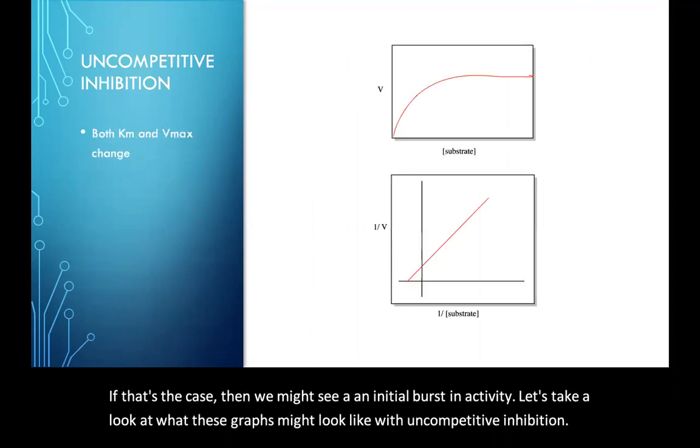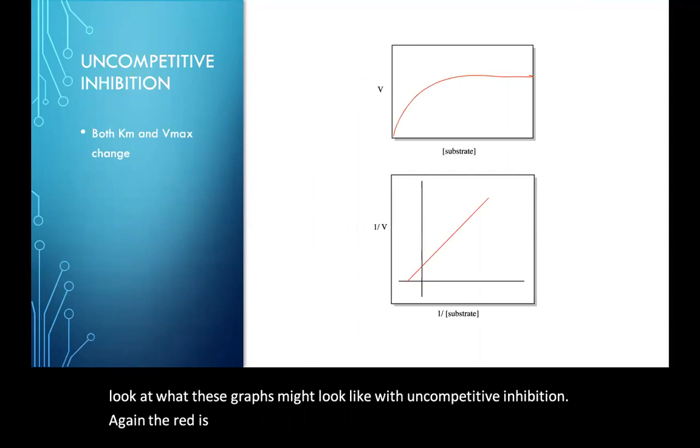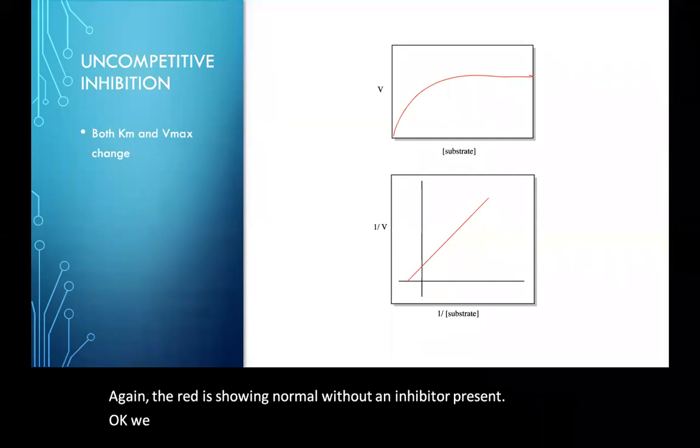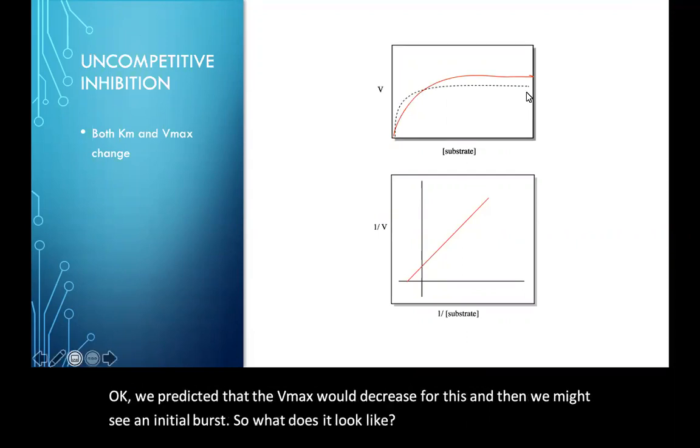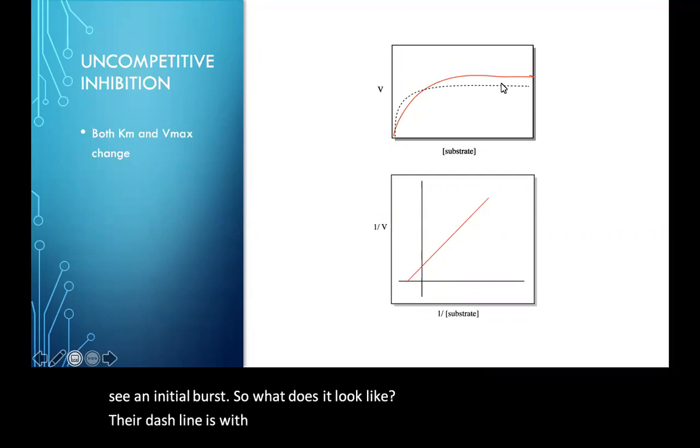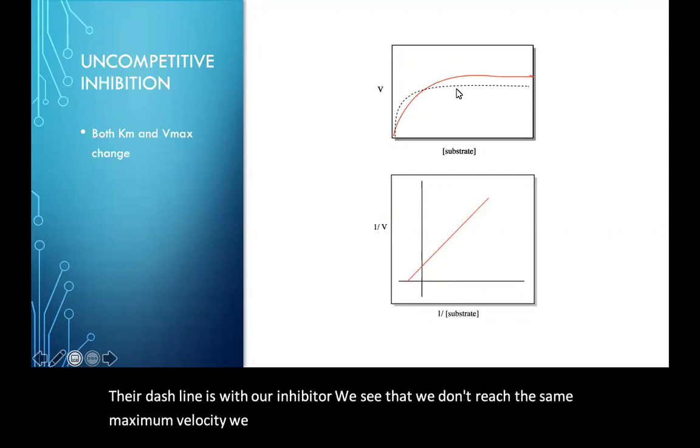Again, the red is showing normal without an inhibitor present. We predicted that the Vmax would decrease for this, and then we might see an initial burst. So what does it look like? Our dashed line is with our inhibitor. We see that we don't reach the same maximal velocity. We don't reach that red line up there, and we see an initial burst to begin with.